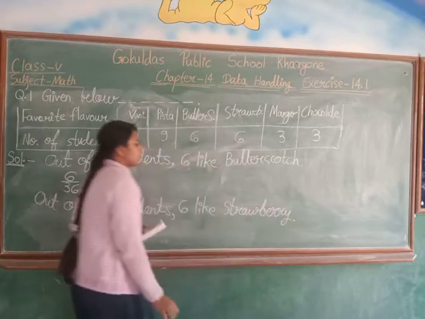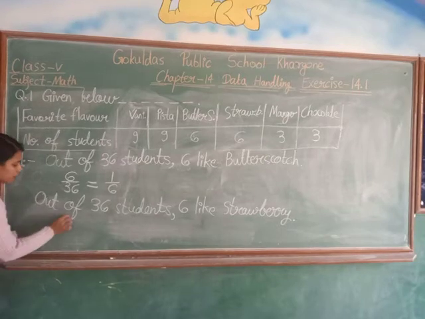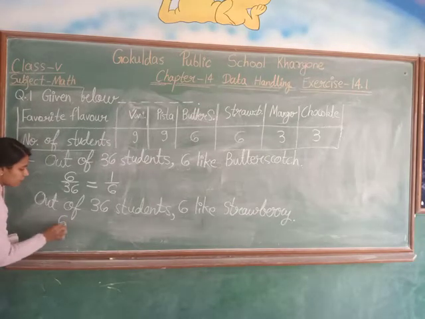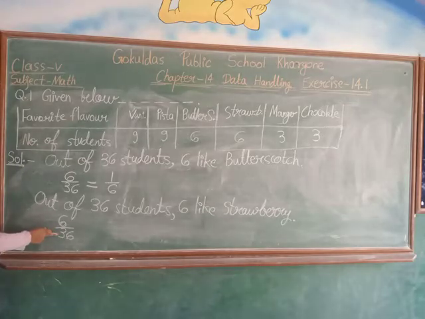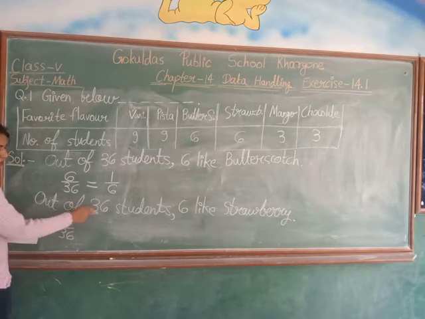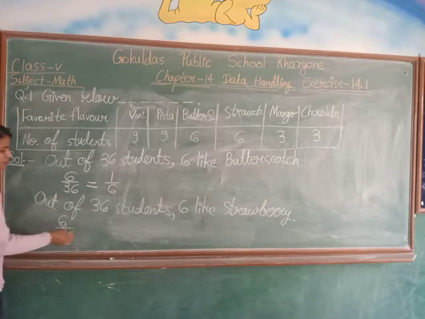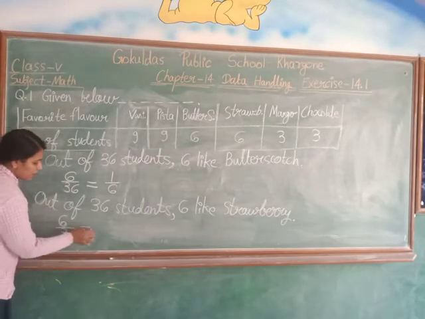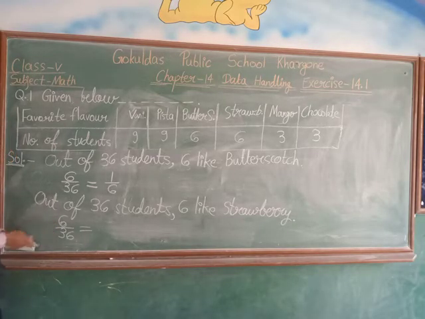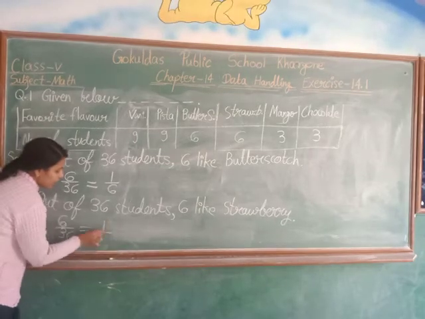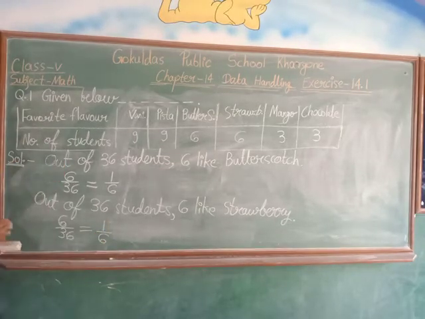So how can we represent this? We can write 6 upon 36. We always write the total in the denominator portion. 36 is the total number of students. That is why I write 36 in the denominator place and 6 in the numerator place. Okay. Now convert this 6 upon 36 into its lowest form. When we convert, we get 1 upon 6.